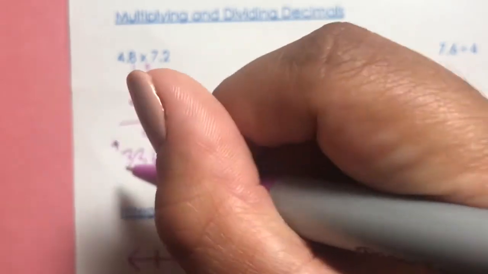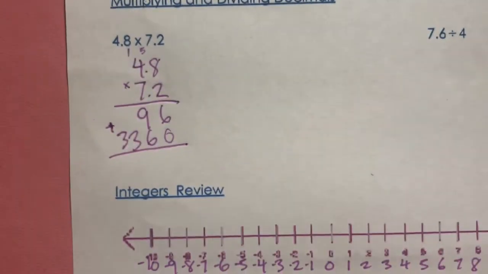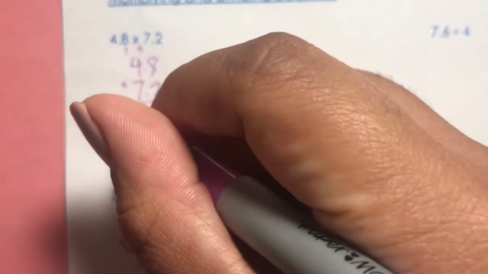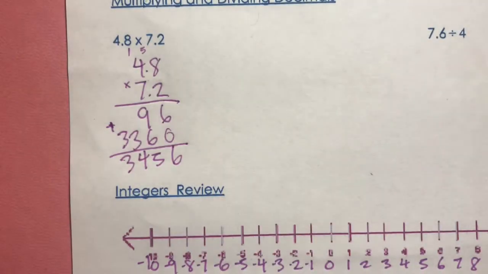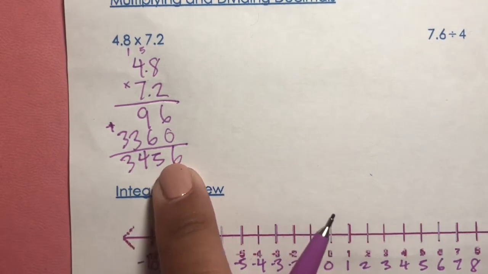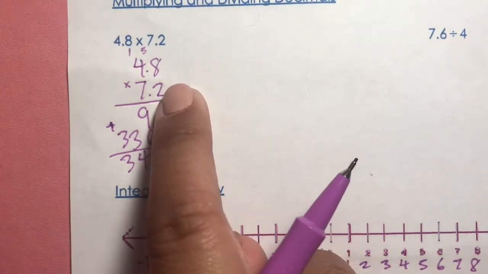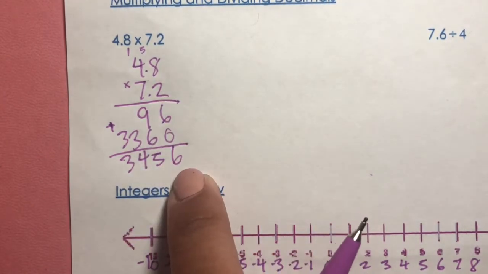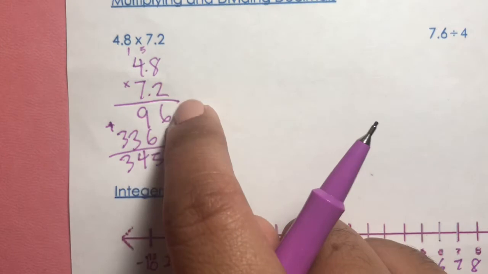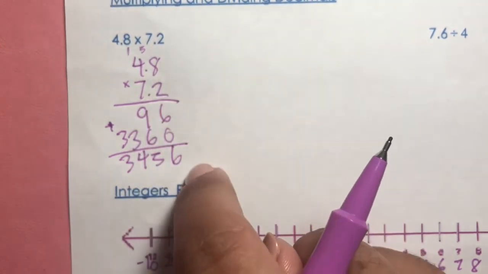Okay, so now we gotta add those numbers together, just like any other multiplication problem. 6, 9 plus 6 is 15. Carry the 1, 4. Okay, so we have 3,456. Now, if you were to put this as the answer for this problem, that is completely wrong because there are no decimals there, and you need to make sure that you have your decimals there.